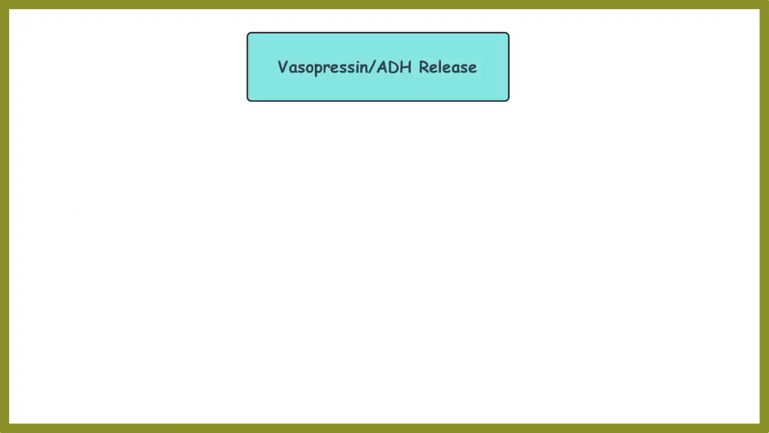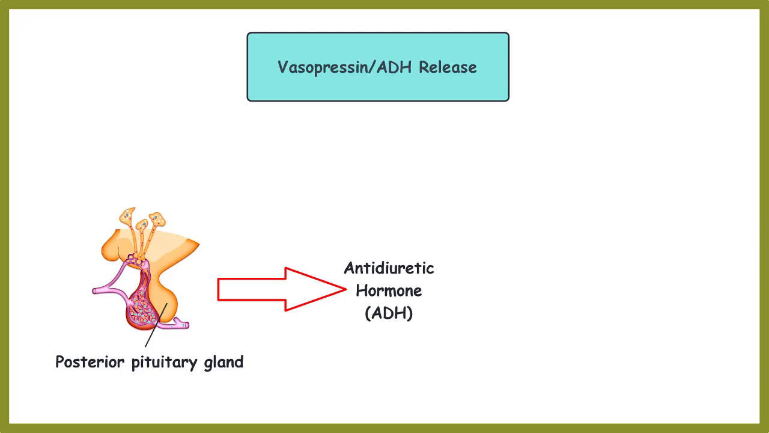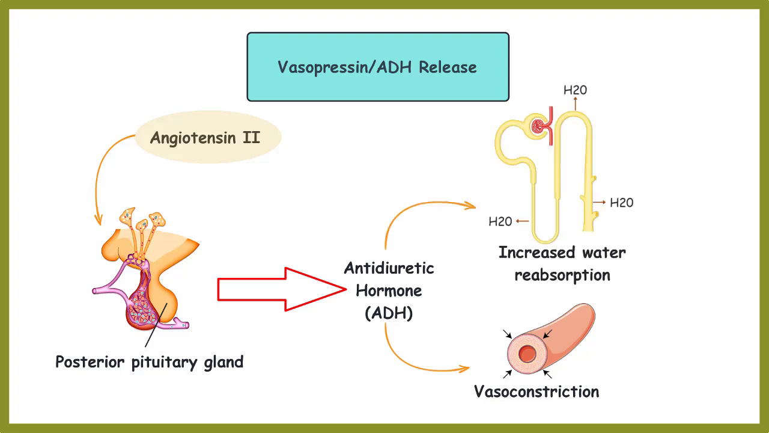Second one is vasopressin or antidiuretic hormone release. The posterior pituitary releases antidiuretic hormone in response to angiotensin II. Vasopressin has two main effects: increase the peripheral vascular resistance and increase the water reabsorption from the kidneys. Blood pressure will rise as a result of both of these impacts.